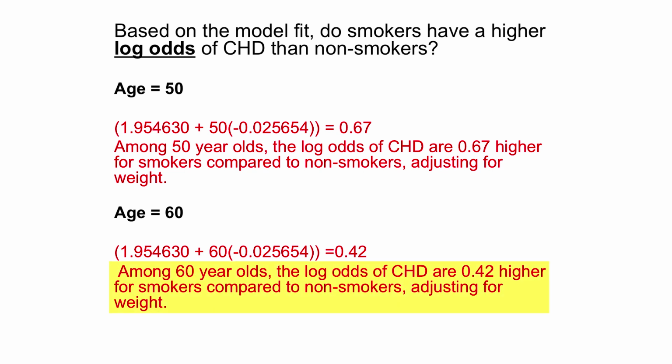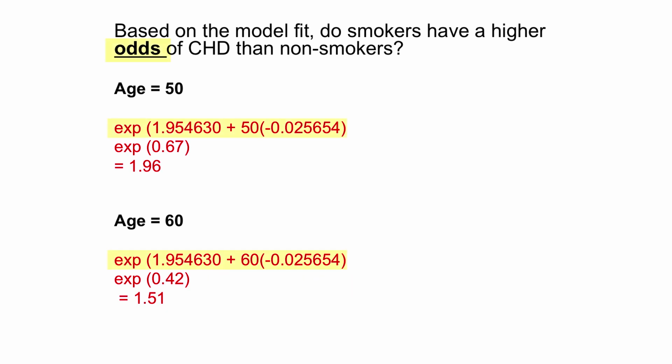So we could say, for example, that among 60-year-olds, the log odds of CHD are 0.42 higher for smokers compared to non-smokers, adjusting for weight. But as we've talked about, interpretations of the change in log odds of CHD for smokers compared to non-smokers aren't all that intuitive to interpret. So compared to linear regression, we need to take an extra step to make this more interpretable. We need to exponentiate our log odds ratios to get odds ratios. For 50-year-olds, we get an odds ratio of 1.96, and for 60-year-olds, we get an odds ratio of 1.51.